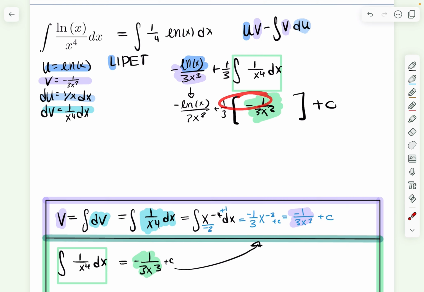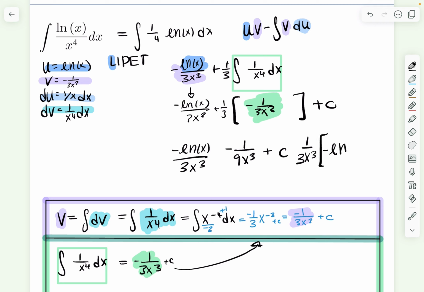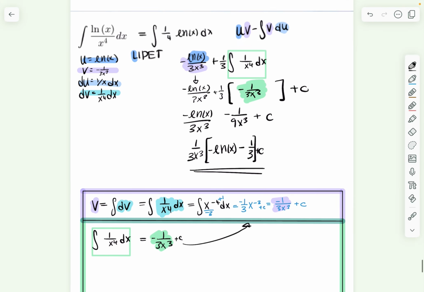Now we just simplify. This becomes negative 1 over 9x cubed. And we have negative ln of x over 3x cubed plus c. They both have a 1/3 in common and an x cubed. So I can go ahead and factor out 1 over 3x cubed. This stays negative ln of x, then minus 1 over 3, and then plus c. And that is our answer to this problem.